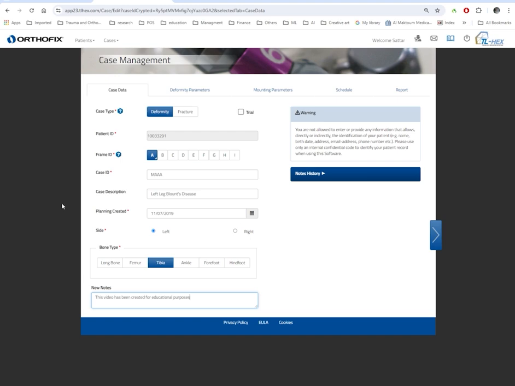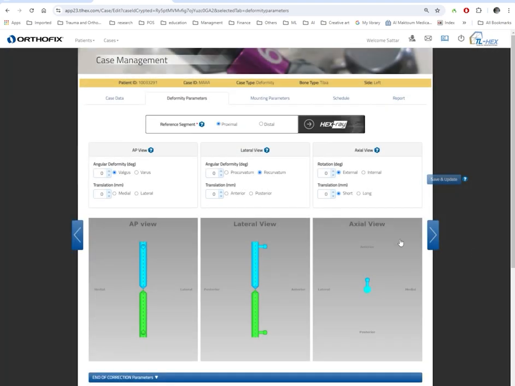Any note you would like to add. Once you're happy, you can move to the next tab, which is the deformity parameters. Again, if you look at it, this is case management. Here, the patient data that you already entered: the case ID, the case type, the bone type, and the site. We've already filled the case data, and this is the top line populated from the case data.